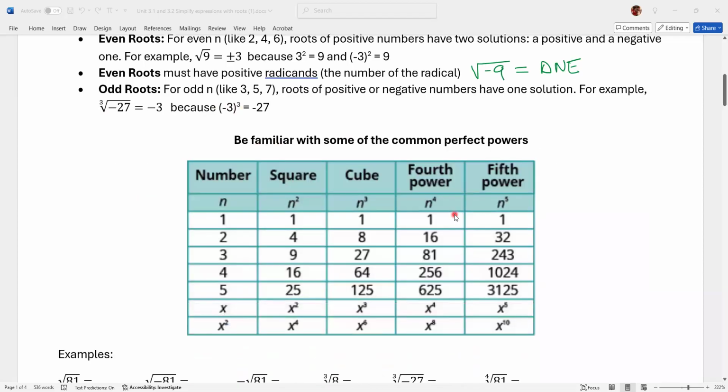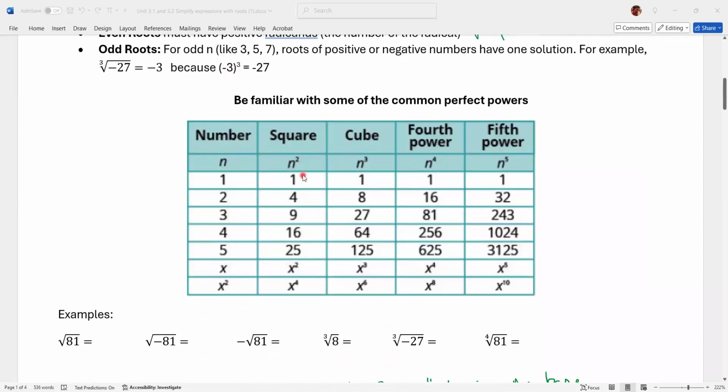Here's some common perfect squares, perfect cubes. You should certainly know all the perfect squares 1 through 12, so you don't have to reach for a calculator. You'll get familiar, if you're not already, with some of these initial perfect cubes. 1, 8, 27, 64, 125. Fourth and fifth powers, you can use a calculator if you're not familiar with them.